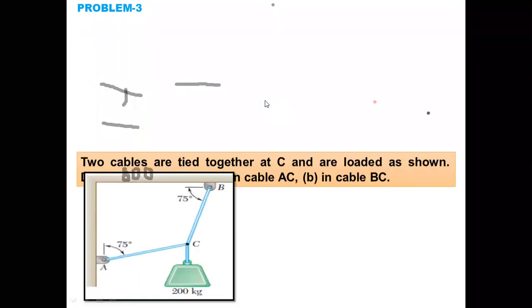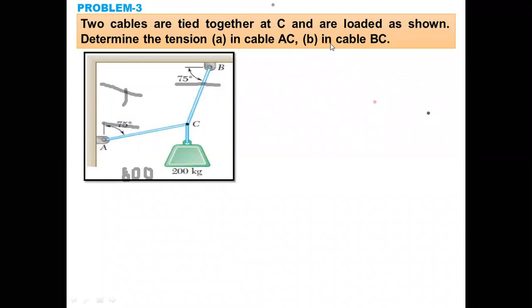So if you look at one more problem, the third problem, it says that two cables are tied at C point and are loaded as shown in the figure. Determine the tension in cable AC and BC.